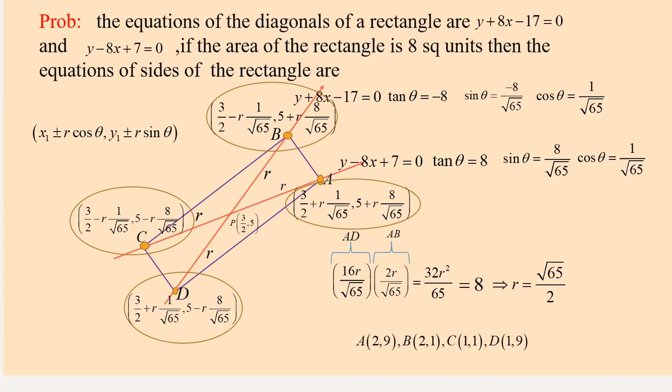Once we got the vertices, then sides can be calculated very easily. You observe the vertices A and B. In the vertices A and B, the x coordinate is the same. Therefore, AB equation is x is equal to 2. Vertices B and C, in that one y coordinates are the same. Therefore, BC equation is y is equal to 1. Vertices C and D, its x coordinate is the same. Its equation is x is equal to 1. When we observe points A and D, its y coordinate is the same. Therefore, AD equation is y is equal to 9.